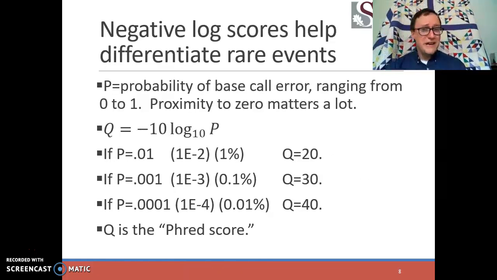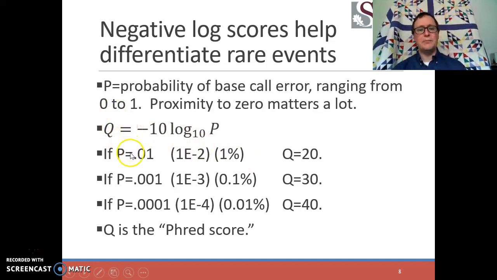Now, bioinformatics very frequently uses the concept of negative log scoring, and I want to try to explain how that works out. In this case, we want to really maximize our ability to detect very rare events. So most of the sequencing base calls that we're actually going to care about have a base call score, a Phred score, better than 20. So I want to explain how that works out.